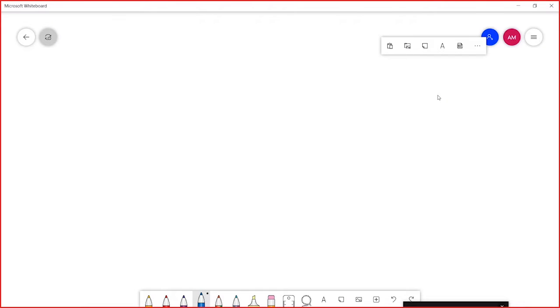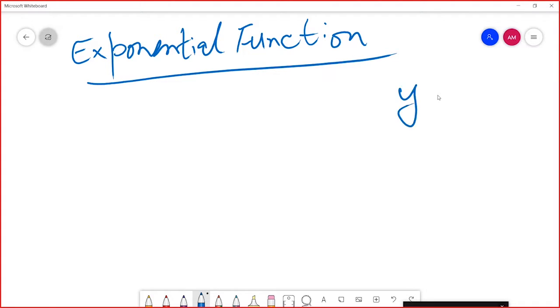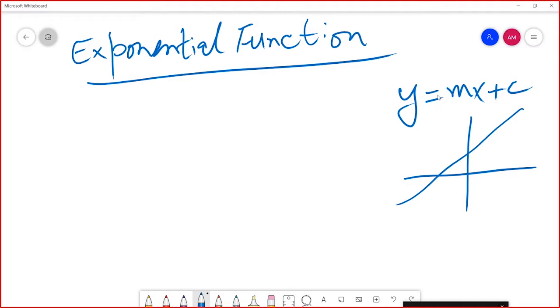Okay, so today we would first do the exponential function. Perhaps you have already done linear equation or equation of a line. Perhaps you know y is equal to mx plus c. Do you know that is the equation of a line? M is the gradient, and C is the y-intercept. Yeah, you are right. So normally, if it is a linear line, it goes like this.